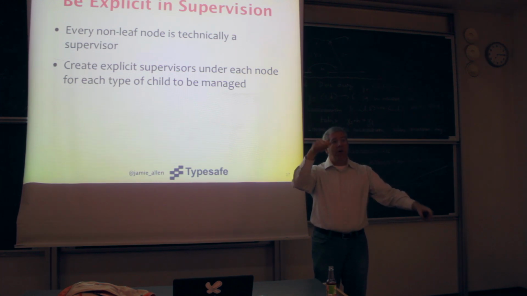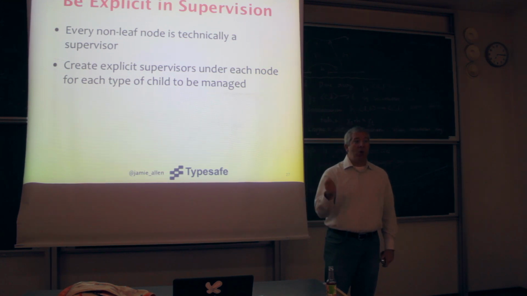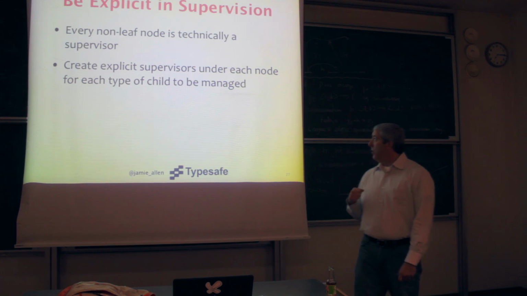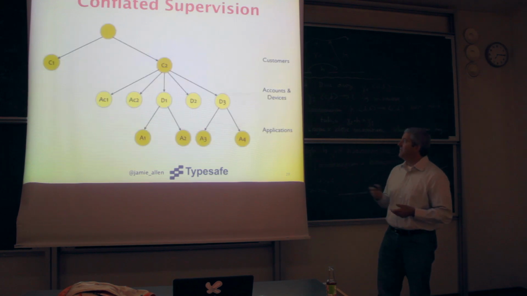You have a root node, and underneath that you create maybe 3 actors. And underneath each one of those, you're building a tree, right? And any actor that has no children is a leaf node of your tree. So what we want to do is have very explicit supervision. What do I mean by this?